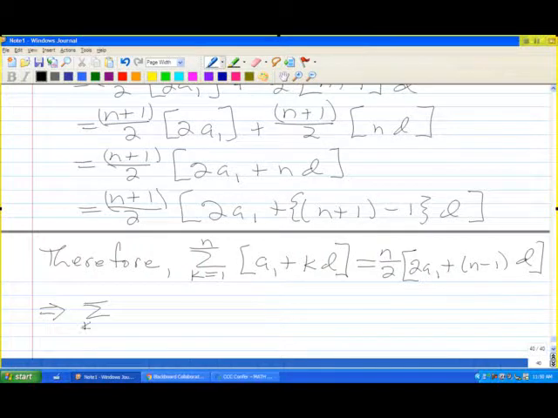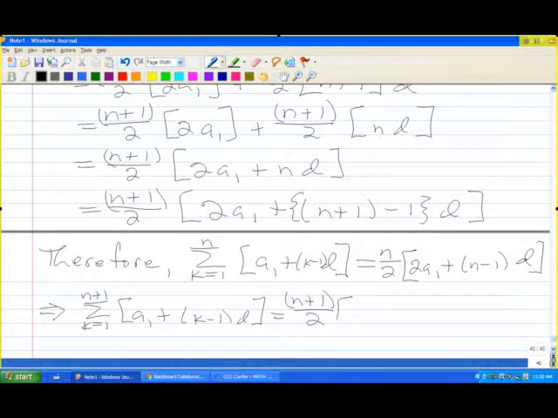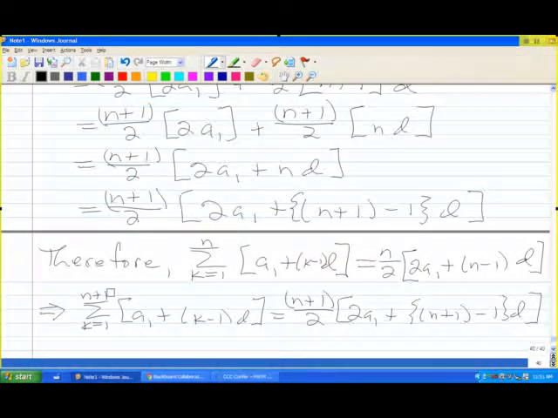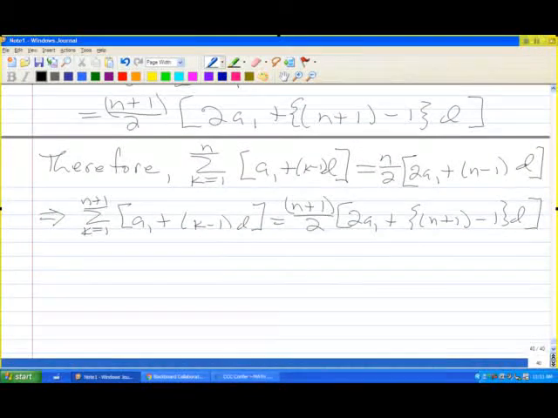So this implies that k equaling 1 to n plus 1, a1 plus, oops, that was the error, plus k minus 1 d is equal to n plus 1 over 2, 2a1 plus n plus 1 minus 1 d. So this says that if I assume that the formula works for n, then the formula works when I replace n by n plus 1. And so I've shown the induction step.